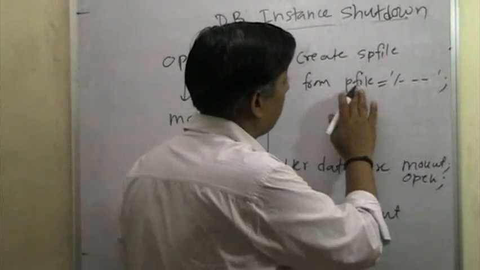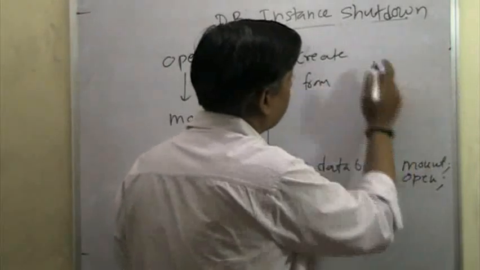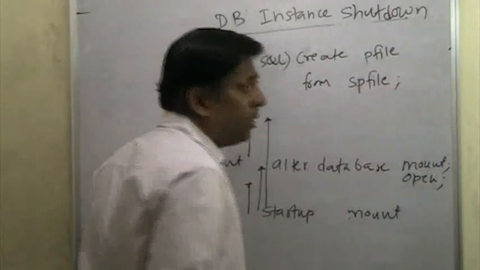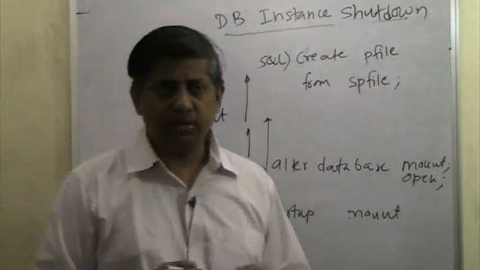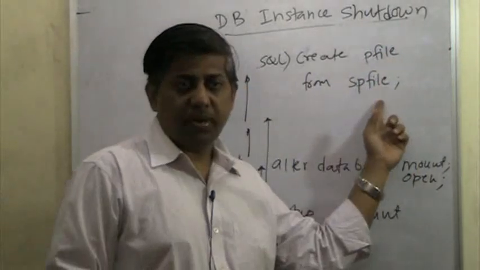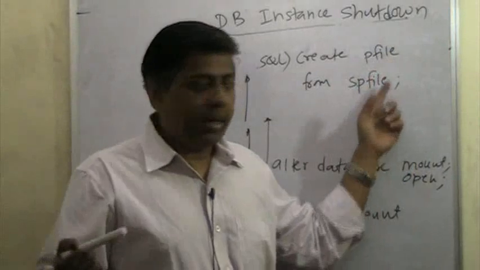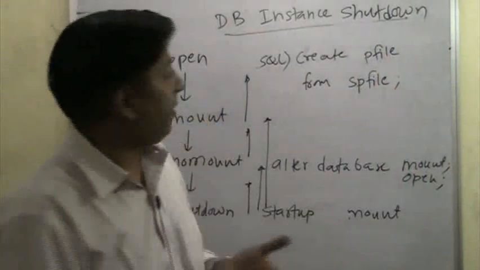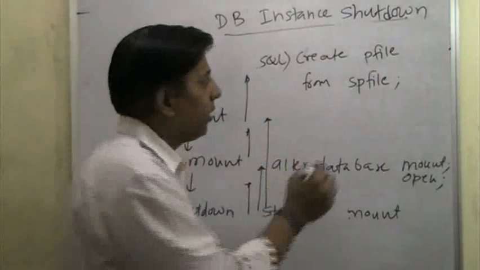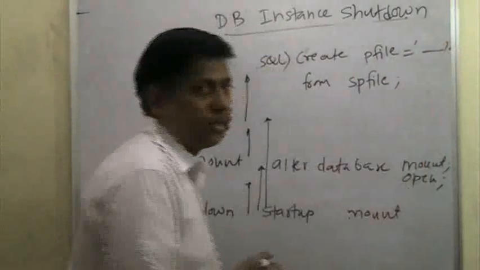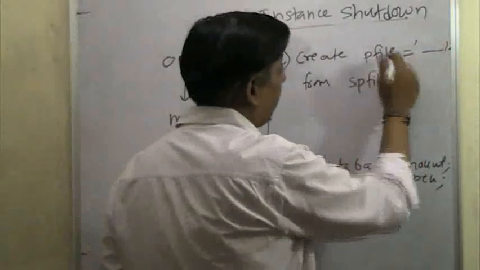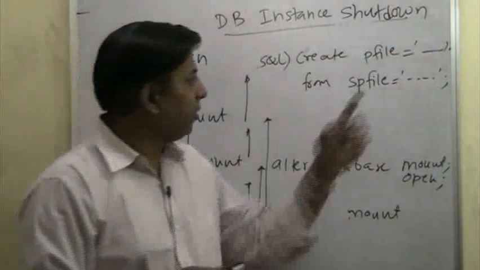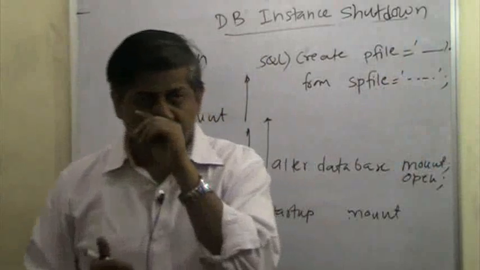Now another scenario also there which we have not seen. Create PFILE from SPFILE. If for some reason you have removed your P file, so you can create the P file from the SP file. The SP file should be there in the DBS directory and the P file will also get created in the DBS directory. If you don't want the P file to get created in the DBS directory, you again give the name here. That is it. Wherever you want to create a P file, you give the name here. So if you don't specify anything in front of that, it's a default location of DBS.